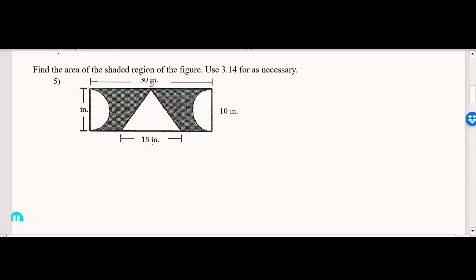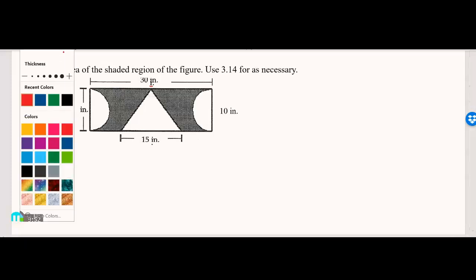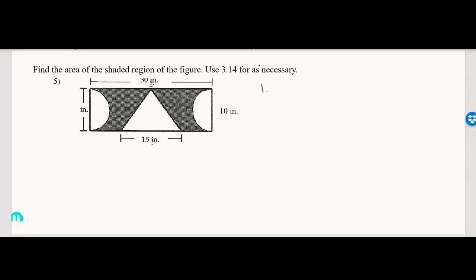Now, let's cover this one. This is when you want to find the area of a shaded region. What I'm going to do first is give you steps. Step 1, you want to find the area of the entire figure. Now I call that E. Whatever the figure is, in this case, we have a rectangle. That would be step 1.